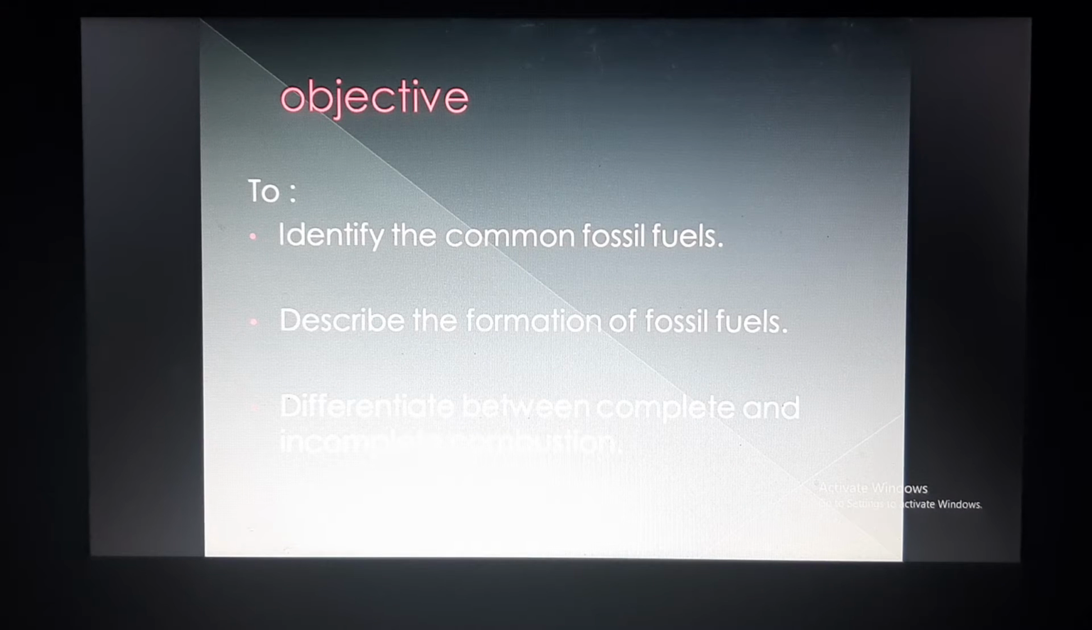In this lesson, we are discussing the following objectives. The first objective is to identify the common fossil fuels. The second objective is to describe the formation of fossil fuels. And the third objective is to differentiate between complete and incomplete combustion.